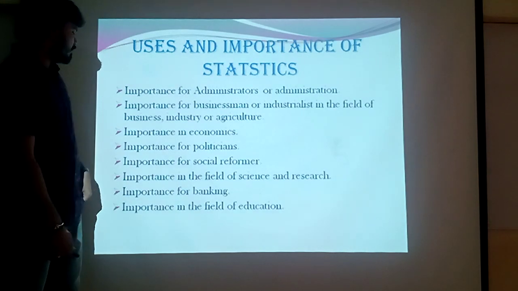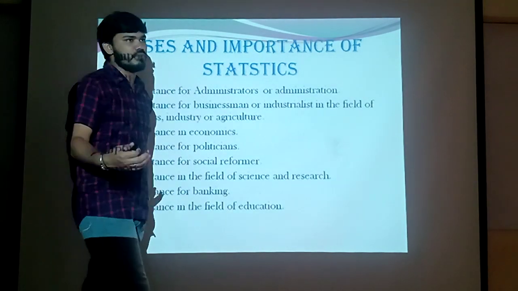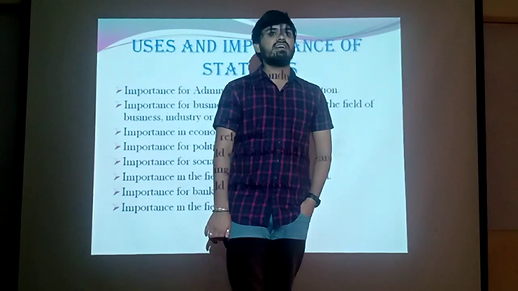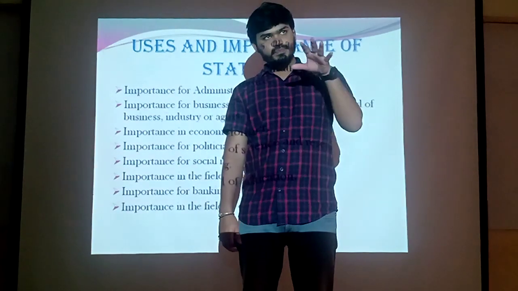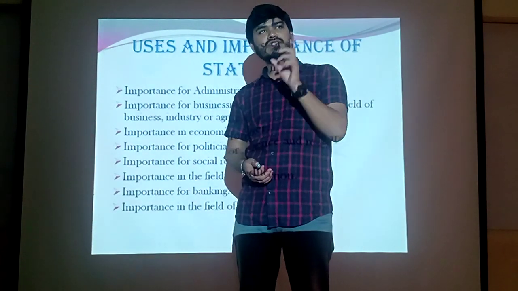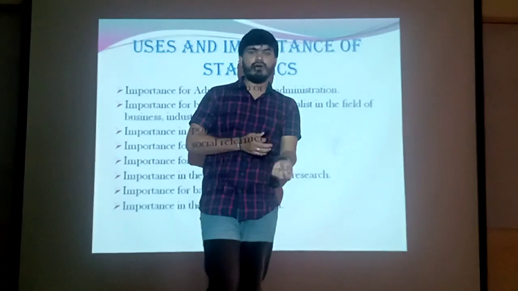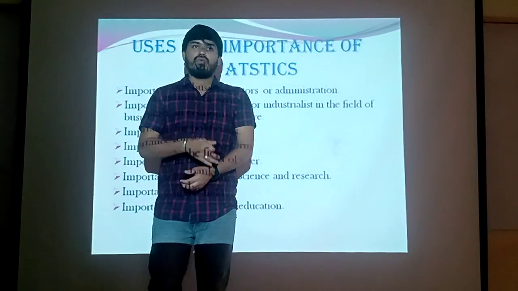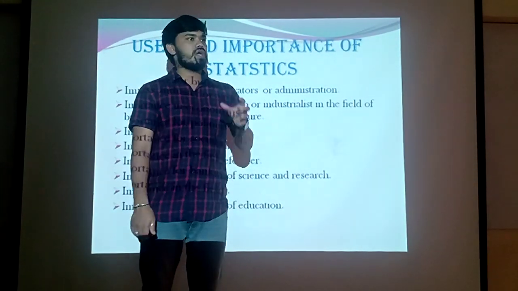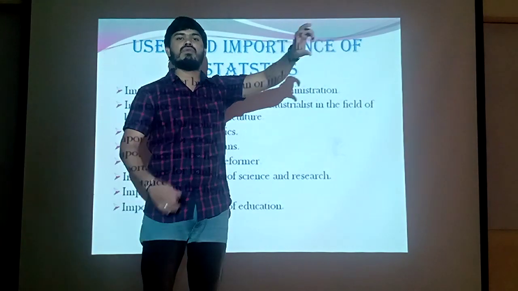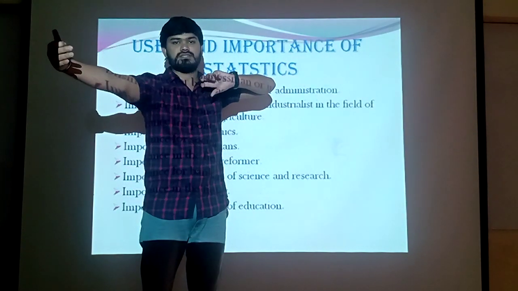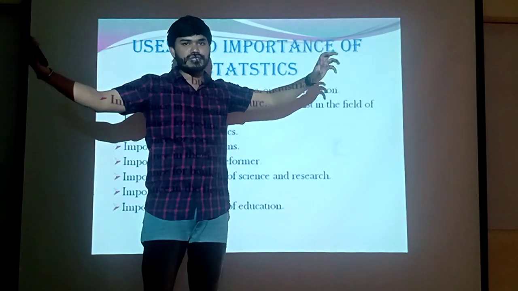Next is the importance in the field of science and research. Obviously, there is importance in science and research because nowadays we are producing the vaccine, the Covid vaccine, that is the corona vaccine, right? So before producing, first we have to study how many population we have, how many people need the vaccine, right? So simply we are not producing the vaccine.